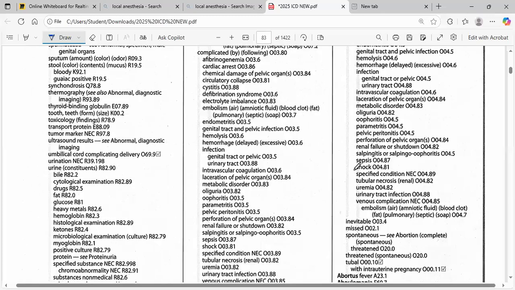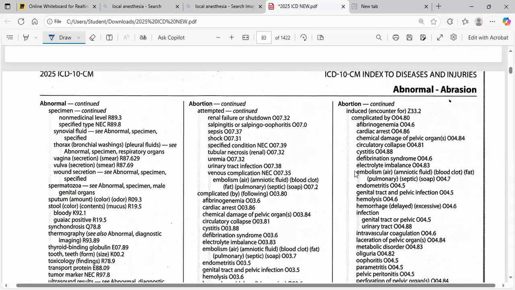And next we have, if the patient is coming for the induced abortion, then we have to use Z33.2. And if there is any complication due to the induced abortion, you have to use a code from series O04. So your O04 will be any complication due to the induced abortion, which is a completed induced abortion.